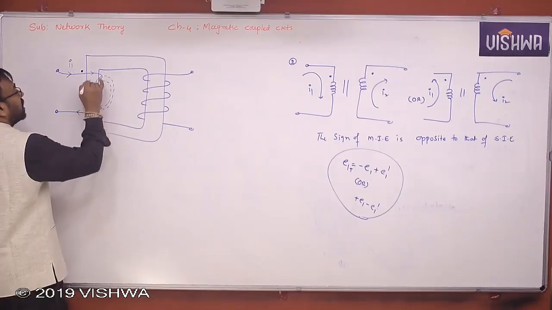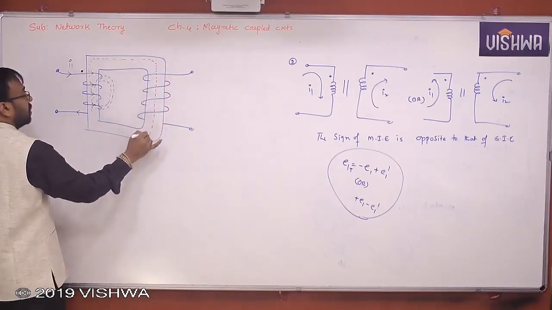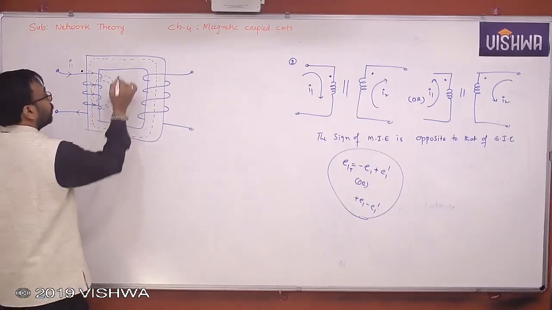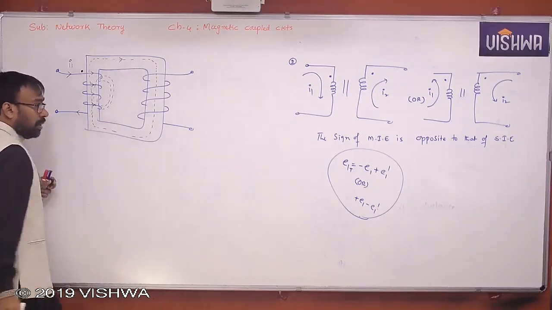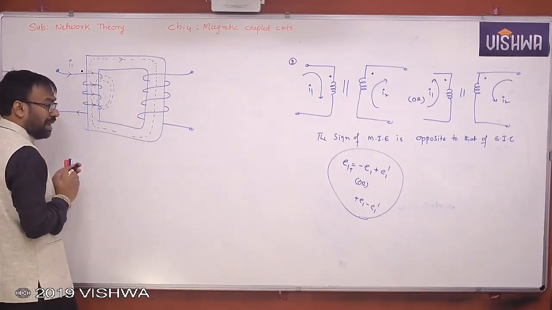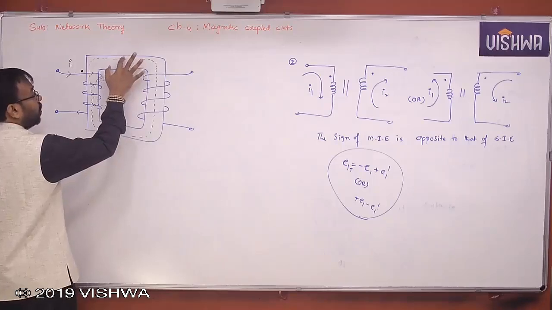Now what is this? Phi12. Understand all of you? Okay, this is phi12. Good. So what is the direction of this particular phi12? I can identify only by using the right hand thumb rule. First you ignore this. I'll tell you how the direction is coming.